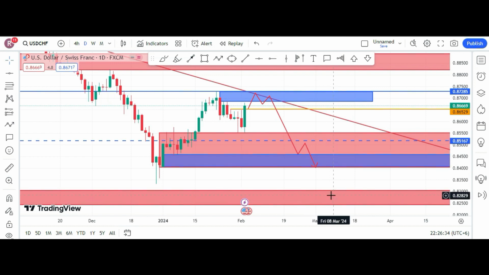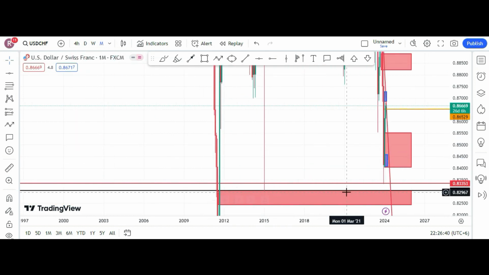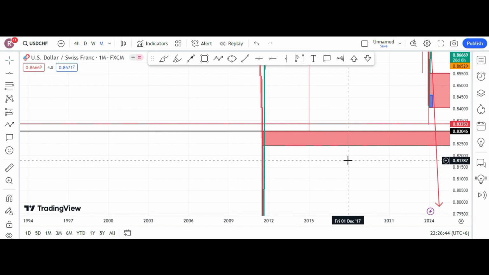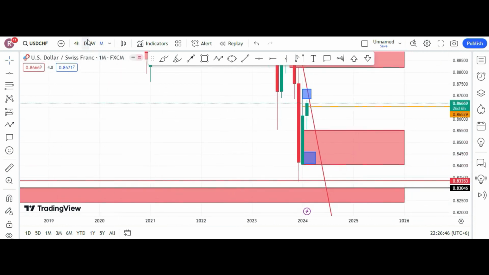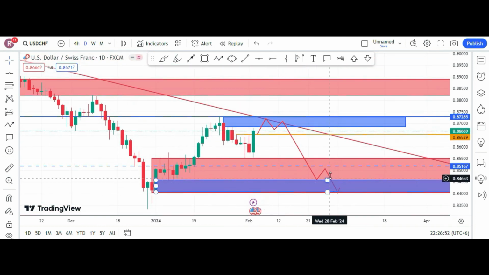One, to tap on the very monthly imbalance it left long back here in 2012, or if not, if it doesn't come to this region, because it's a very strong region, it will start moving up, coming back here. So for this week, this is my plan.